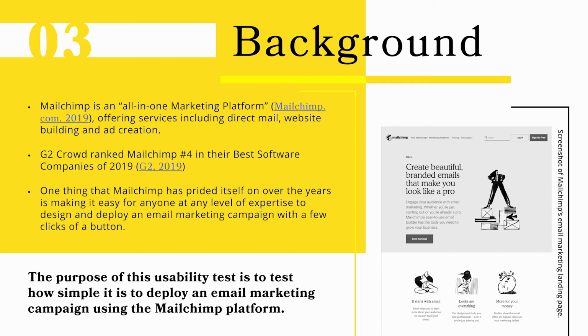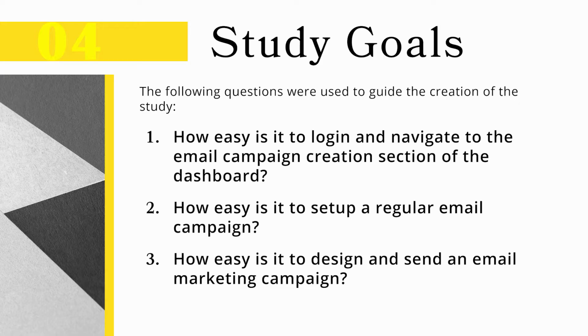With this case study, the goal is to test how easy it still is to use Mailchimp's platform to create an email campaign. There were three primary study goals. One, how easy is it to log in and navigate to the email campaign creation section of the dashboard? Two, how easy is it to set up a regular email campaign as opposed to an automated campaign? And three, how easy is it to design and send an email marketing campaign?